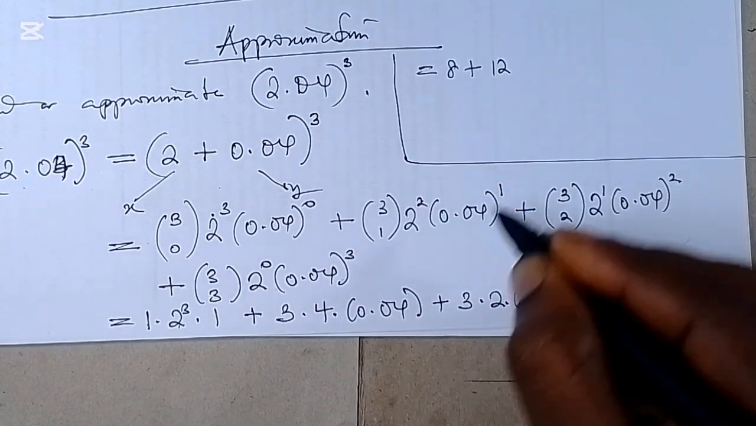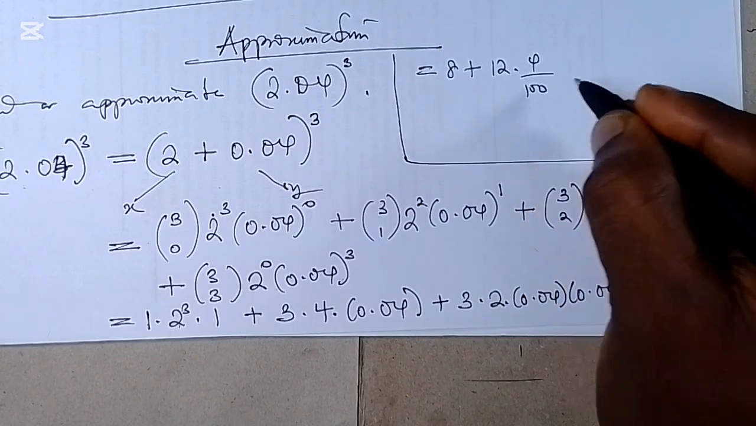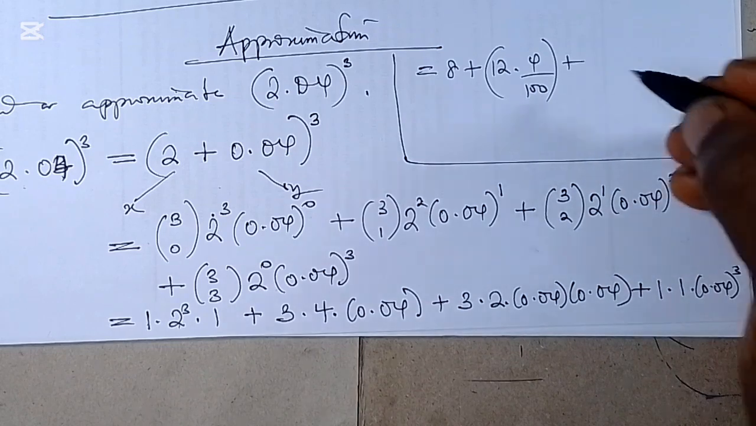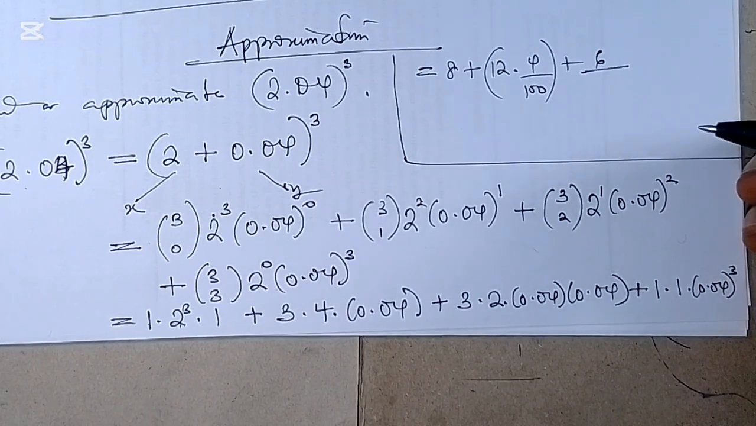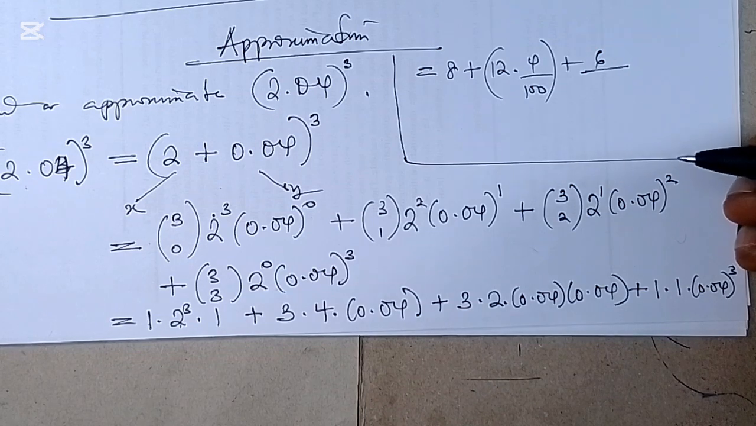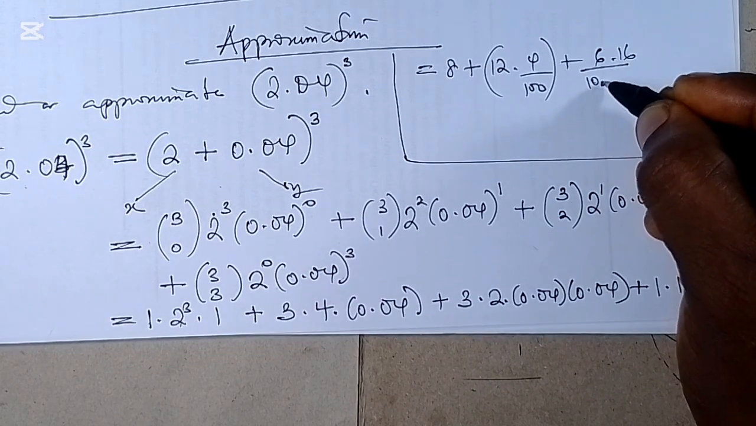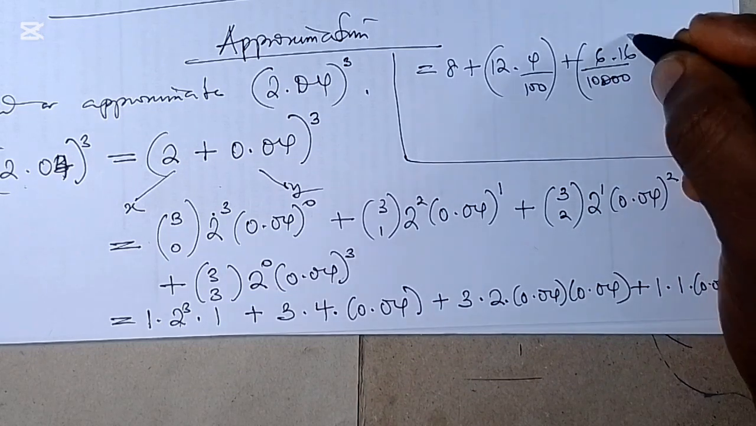And 0.04, you can actually write 0.04 as 4 over 100. Plus, so I'm going to put this as this. Now, 3 times 2 is 6. So I'm going to write this as 6 all over 0.04, which is 4 over 100. So this will be times 16 all over 10,000. Okay? Plus, that's what I'm going to do.